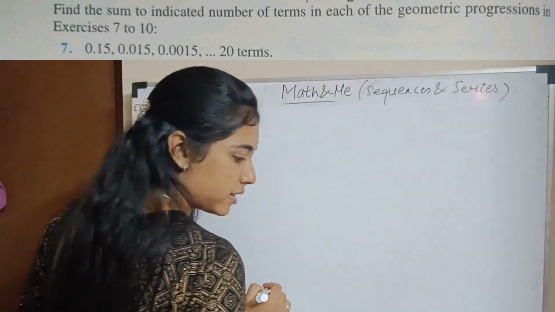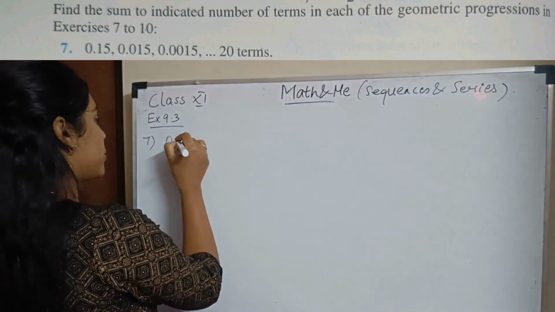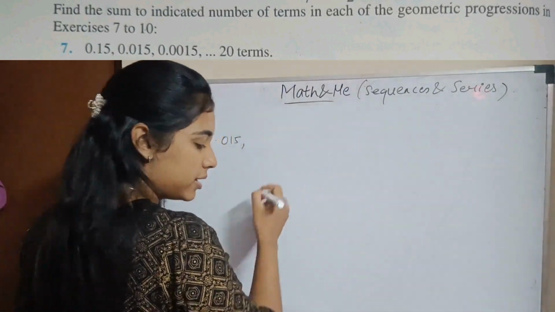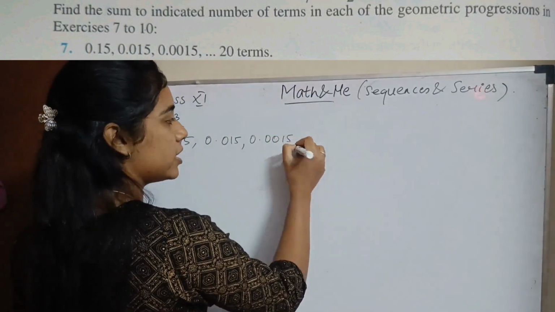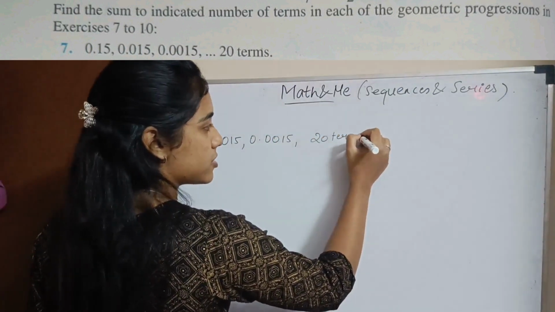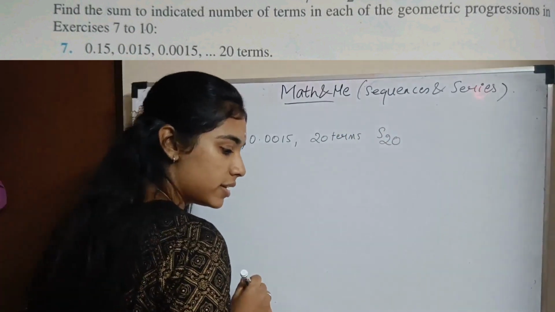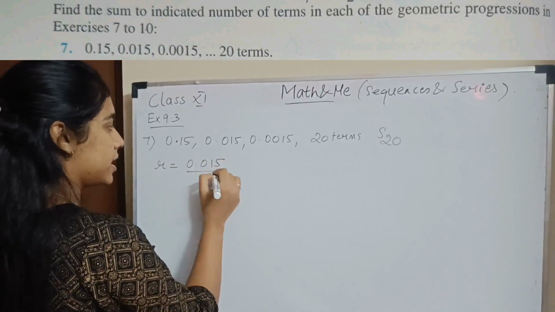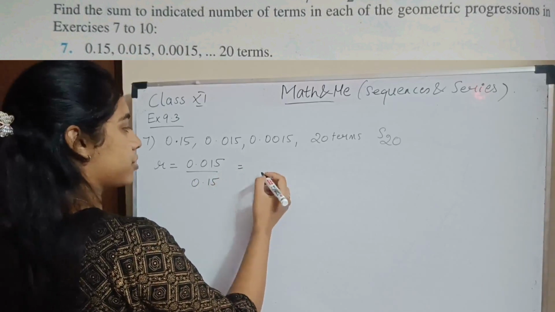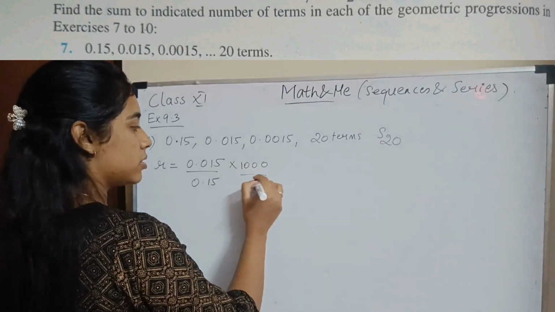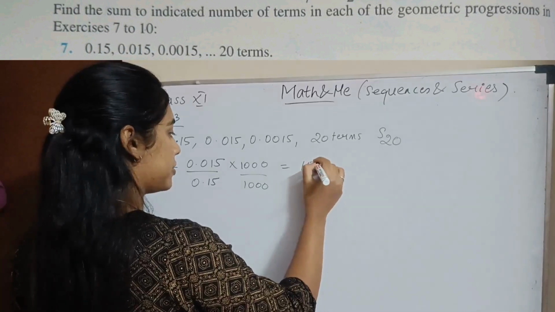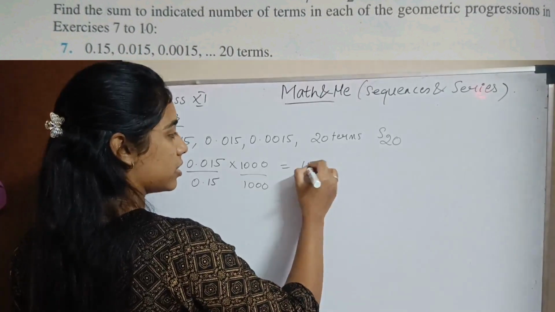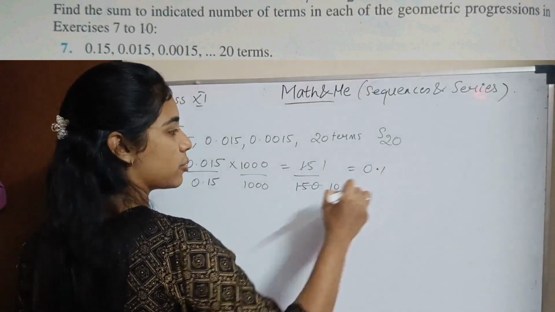Question number 7. Find the sum of the terms 0.15, 0.015, 0.0015 up to 20 terms. So what are they asking us to find? They want you to find S20. So what is your common ratio? 0.015 divided by 0.15. When I multiply and divide by 1000, I have 15 divided by 150. That is 1 by 10, which is 0.1.